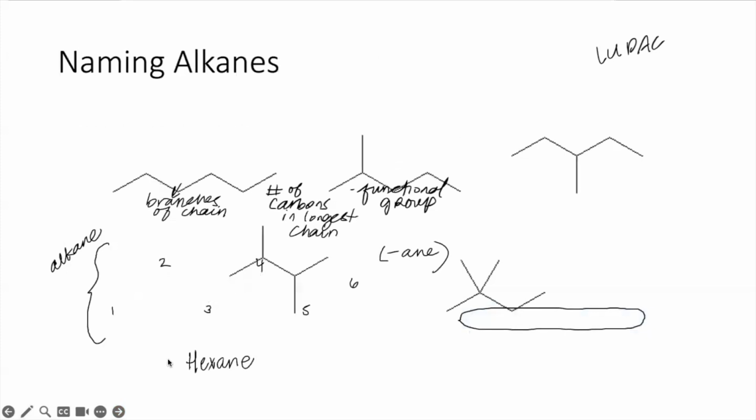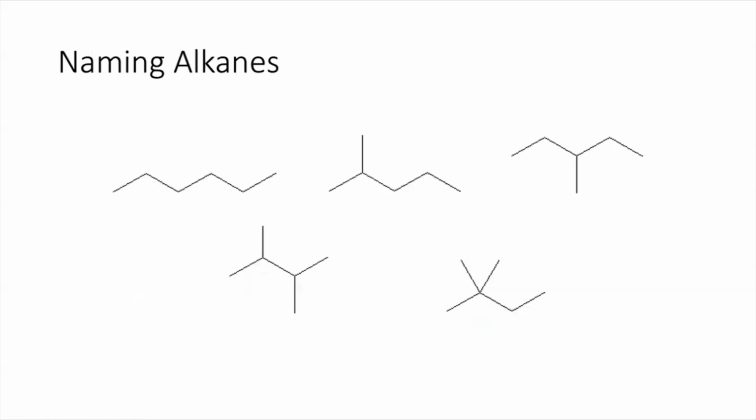Let's erase this. We already know the longest chain, but it depends on where we put our 1. With hexane, it didn't really matter if we went right to left or left to right because there are no branches coming off of it. But in other molecules with branches like this one, it does matter where we start with 1. Previously, I was just numbering left to right because that's what's logical. But with organic chemistry, if there's a branch coming off of an alkane, I want to make it the lowest number possible.